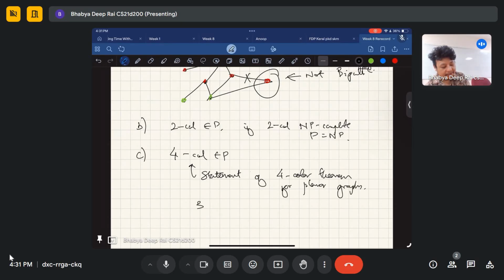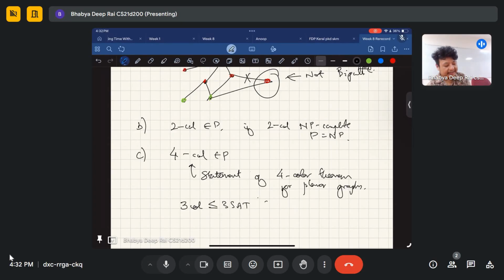Okay. So there should be a reduction from 3 coloring to 4 coloring. That is what I am thinking. But it does not immediately strike me why there should be a reduction. But yeah, okay. There is another way to do it. 3 coloring will reduce to 3 sat.